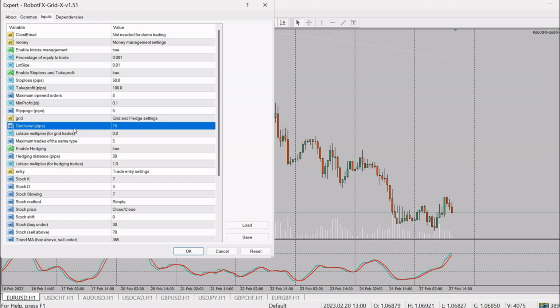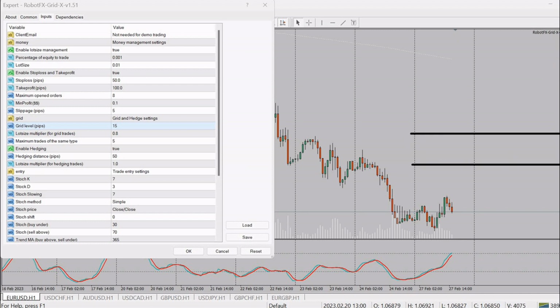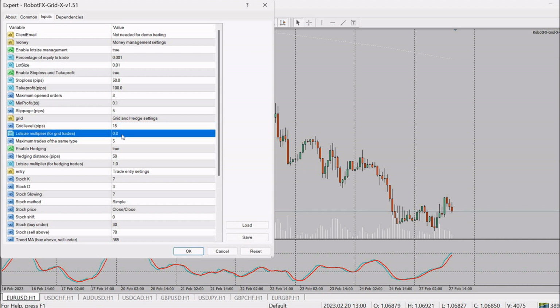First of all, we have the grid level, which is, well, self-explanatory. It is the distance between the open trades of the same kind. So in my example, it's 15 pips. Next, we have the lot size multiplier for the grid trades. This is set to 0.8. What does it mean? Let's make it easier to understand. Let's make it 0.5. That means that the lot size will decrease.